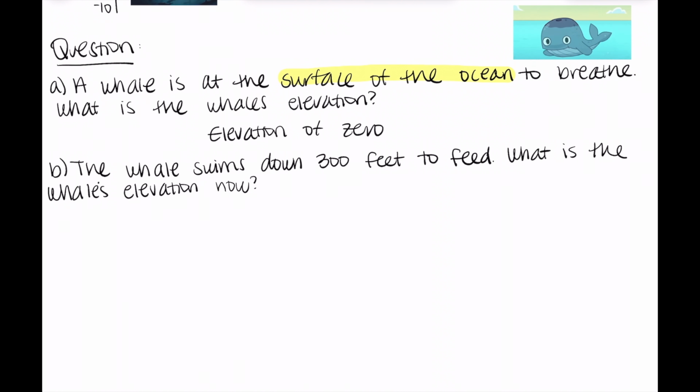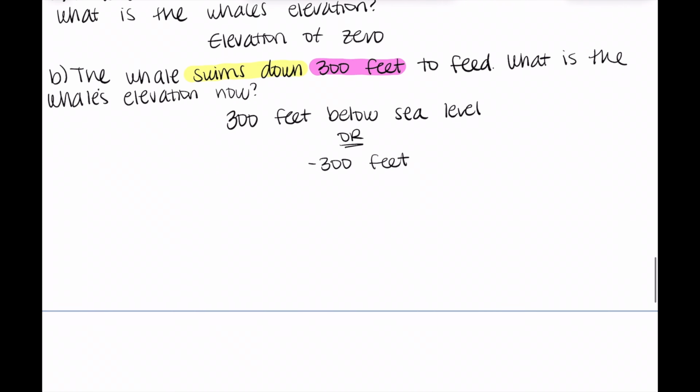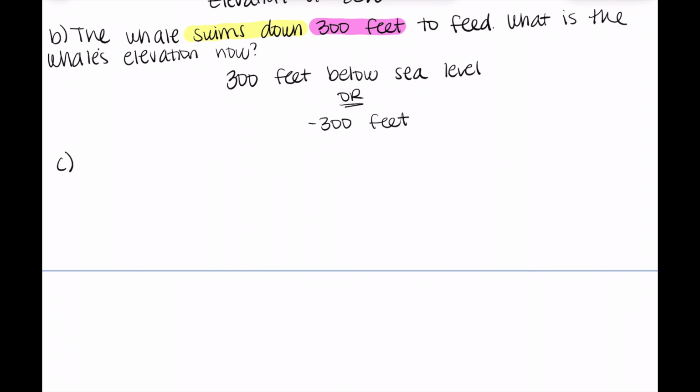So if we think about that, that would mean that we are 300 feet below sea level. And if we're 300 feet below sea level, we could either write it like that, 300 feet below sea level, or the other way we could write it is just negative 300. And since our units here are feet, it would be negative 300 feet. Now we'll move on to part C. This is the last part and last question for this video. I know we've done a lot of work here, but this is the last part.